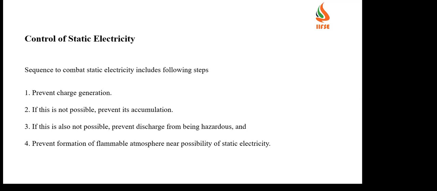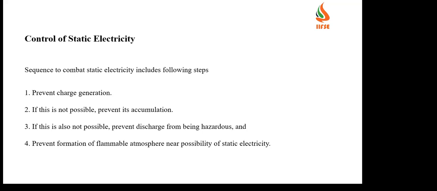If this is also not possible, as we see in the hierarchy of control, first we are eliminating the static electricity, then we are trying not to accumulate it, then we are trying to discharge in a positive manner. If accumulation is not possible, prevent discharge from being hazardous. So discharge should happen properly, meaning without generating a spark, in a normal way, when there is a small amount of imbalance, it should be possible to discharge it.